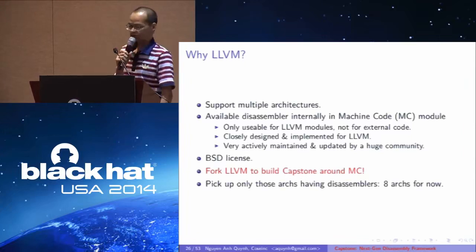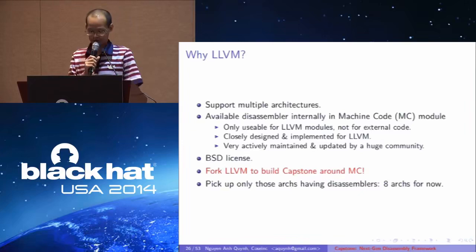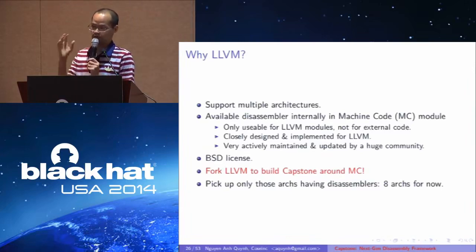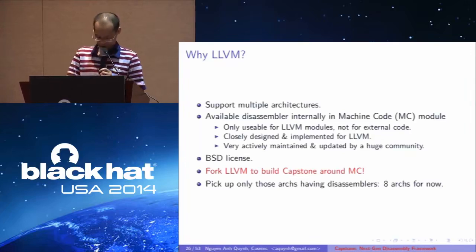So my idea is that I fork LLVM to build Capstone around the MC component of LLVM. And I only pick architectures that have a disassembler, because LLVM has many architectures, but not all of them support disassembly. So far, LLVM supports 8 architectures. So Capstone also supports 8 architectures.